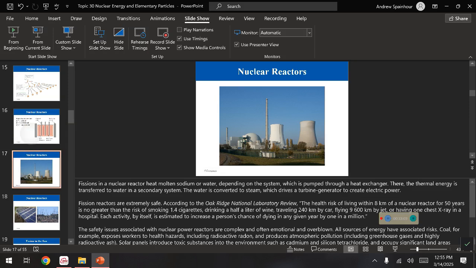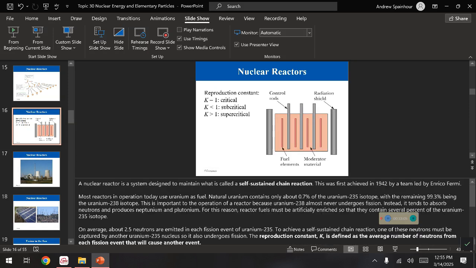A fission, where's it? That's what they were talking about. Most reactors in operation today use uranium as fuel. Natural uranium contains only about 0.7% of the uranium-235 isotope, with the remaining 99.3% being the uranium-238 isotope. This is important for reactors because uranium-238 almost never undergoes fission. Instead, it tends to absorb neutrons and produces neptunium and plutonium.